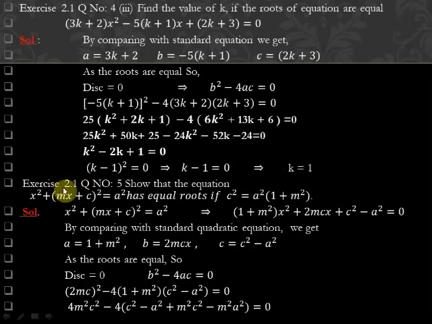Students, let us take another example of exercise 2.1, question number 5. Show that the equation (x square plus mx plus c) whole square is equal to a square has equal roots if we have the condition c square is equal to a square into (1 plus m square). Solution.